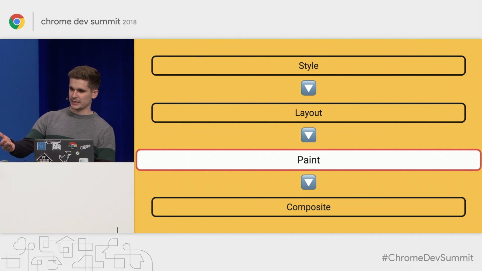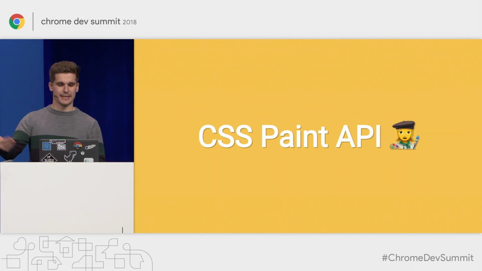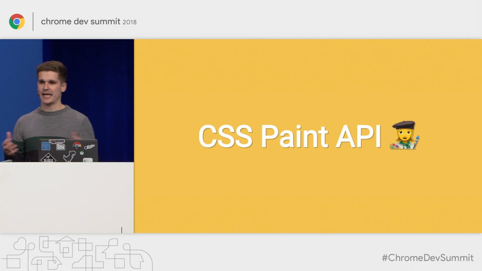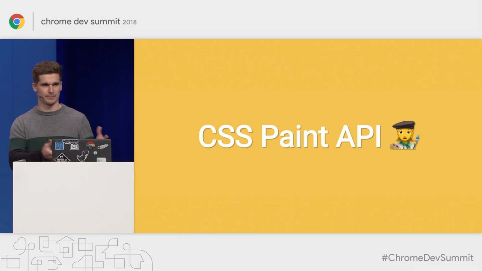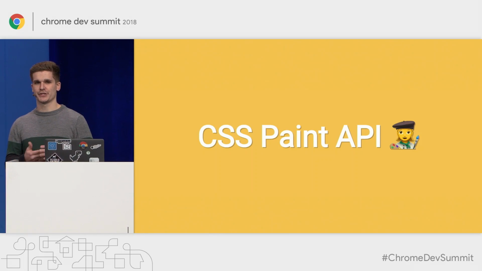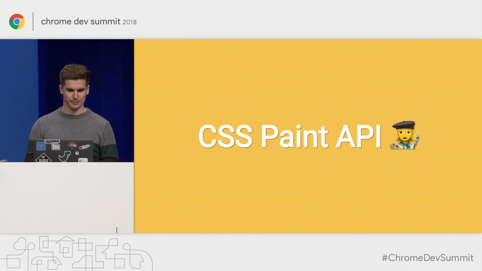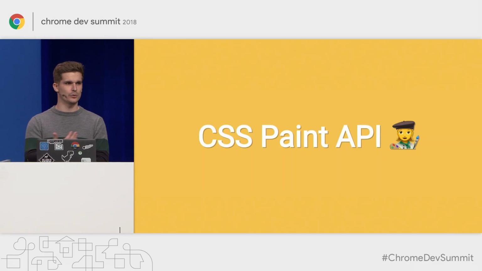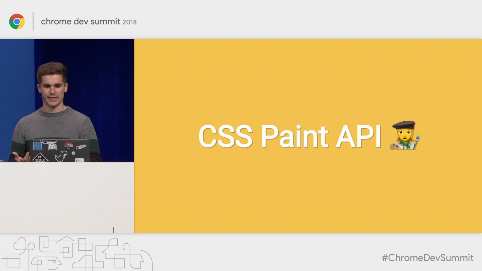But for the Paint worklet, the API is called the CSS Paint API. And as I said, all elements have to be painted sooner or later to be able to appear on screen. And so far, you've been able to use CSS to customize how your elements appear on screen, but only with those ways that CSS exposes.